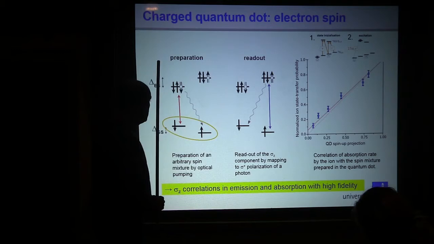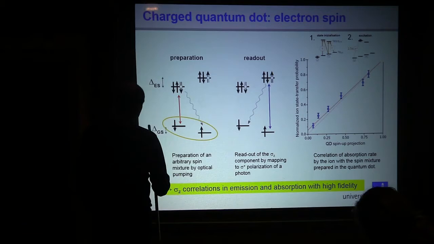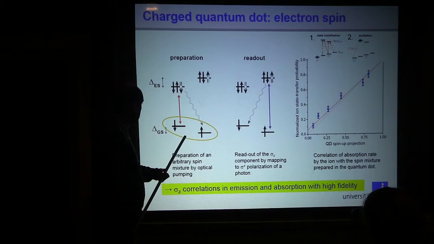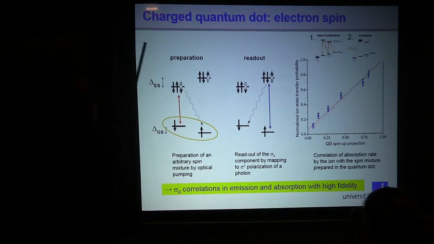Basically, at the moment we cannot do this yet for the transverse polarizations, which is limited by the fact that it's very difficult to read out these quantum dots fast enough to prepare the spin mixture, rotate, and measure in different bases. So this speed is not available at the moment in this dot. But this could of course be extended, and then it would be nice to see whether we can actually entangle the spin of the quantum dot with the spin state of the ion.